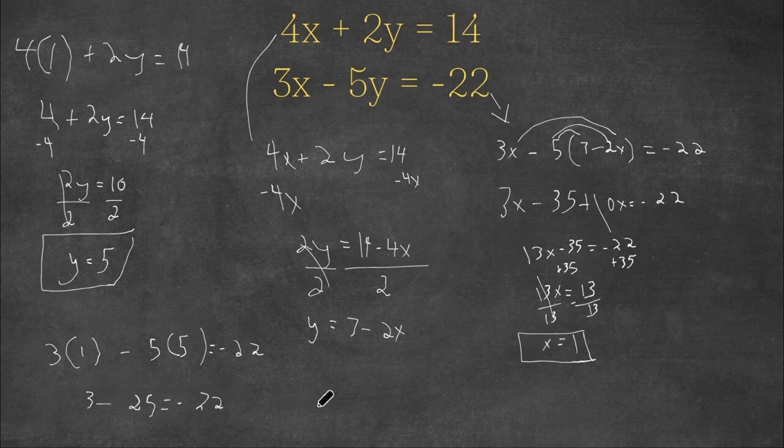And 3 minus 25 is, in fact, negative 22. So we get negative 22 equals negative 22. And because this is right, our two solutions here are right.